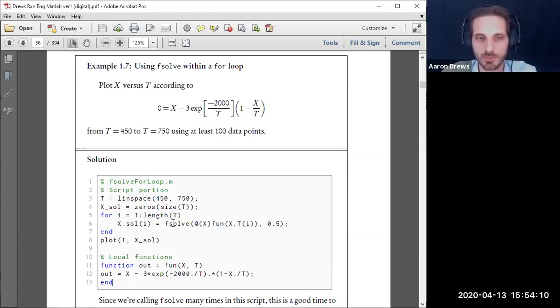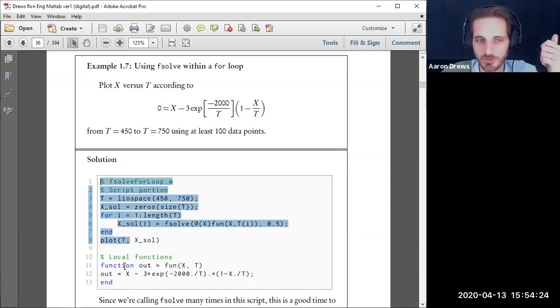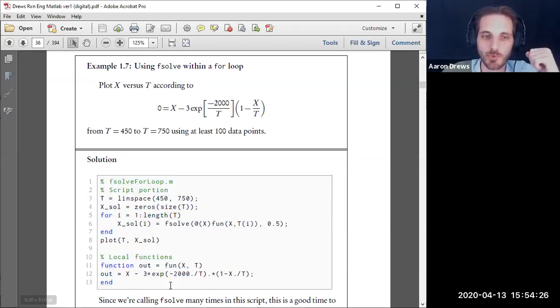The only difference between what you'll have in your homework and what I've got here is your temperature range will be different and your function will be different. I suppose your initial guess will be different as well. If you want to set it up in terms of something other than X, that's also fine. But this is the structure that I would suggest for that problem where I asked you to plot the solution as a function of temperature. It's that one.